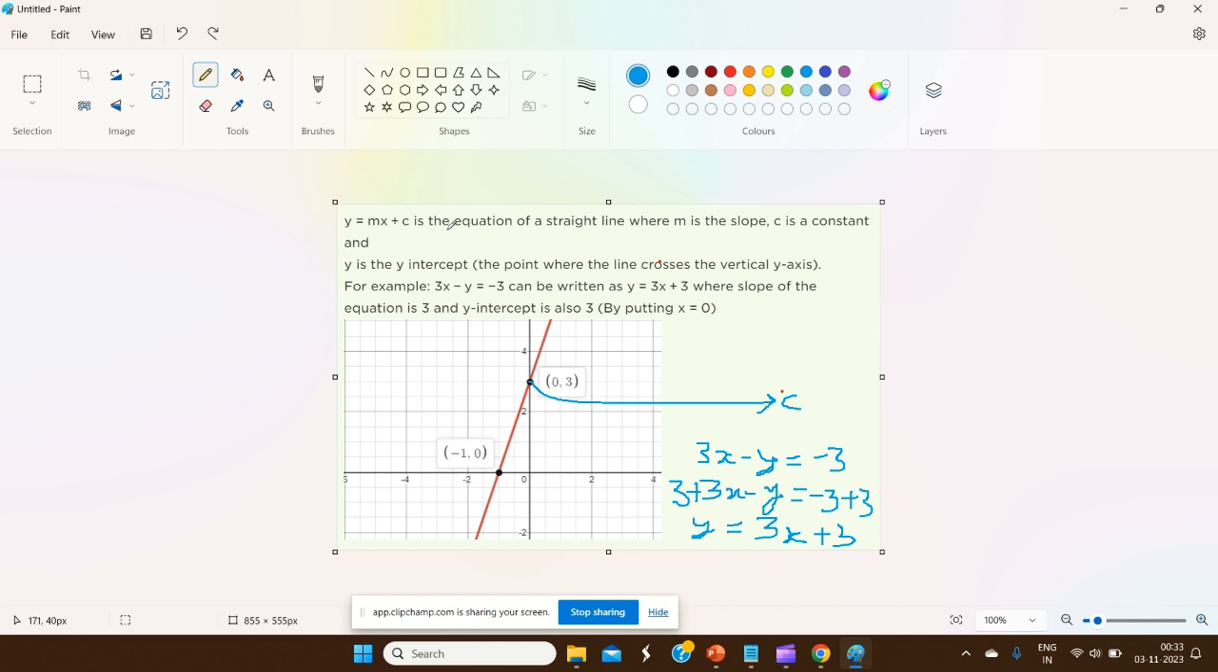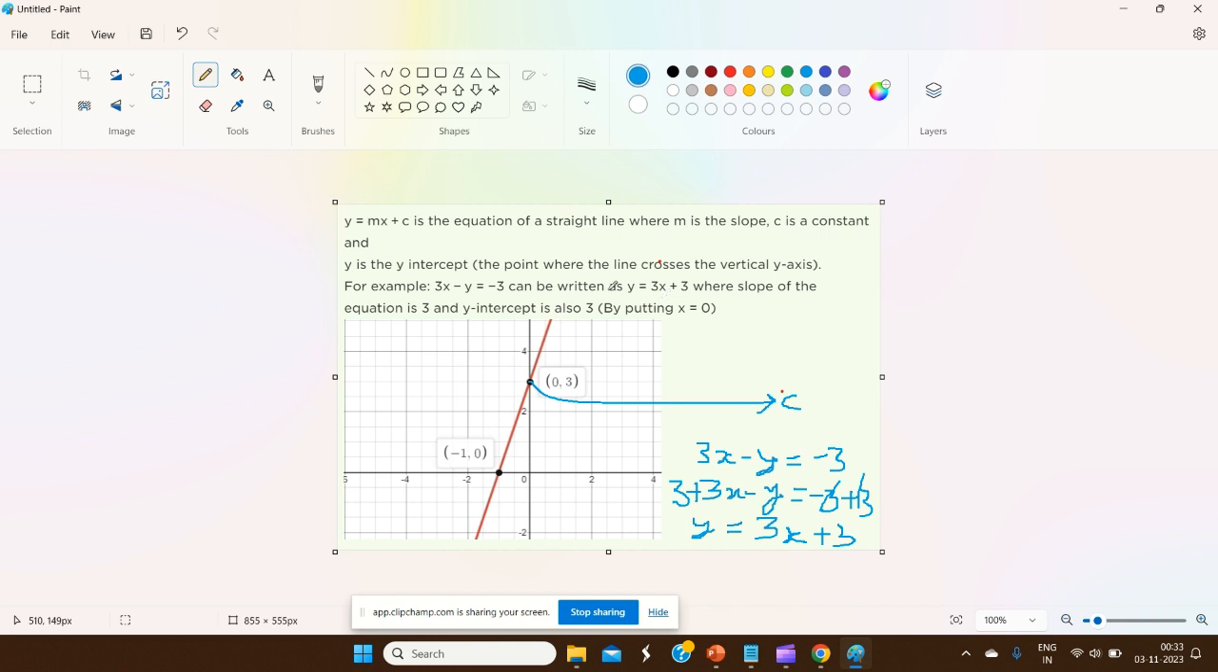Here c is the constant. Also, c is the intercept, where the line meets the y-axis. We are given the equation 3x minus y is equal to minus 3; here in blue pen I have written it. Firstly, we evaluate this equation, then add 3 on both sides, so the minus 3 on this side is cancelled by the plus 3. What we get is y is equal to 3x plus 3. Y will become positive, and 3x plus 3 is already here. So you can see it simplifies to y is equal to 3x plus 3.